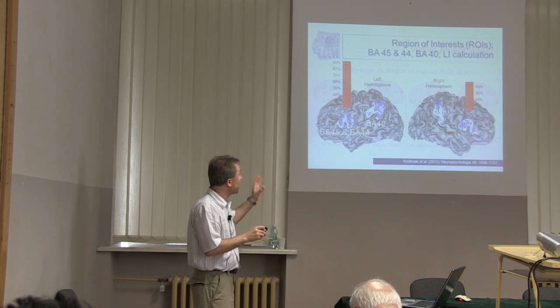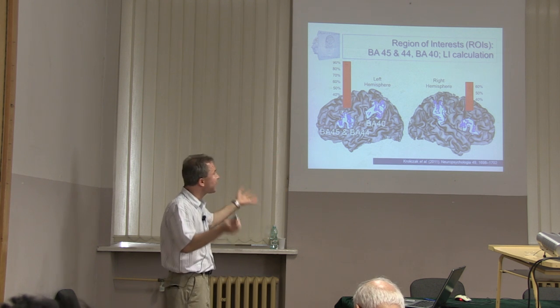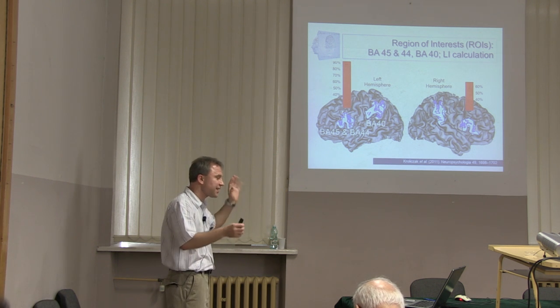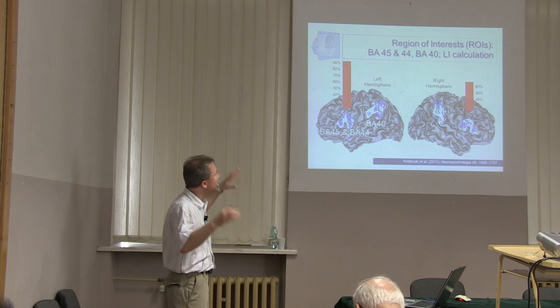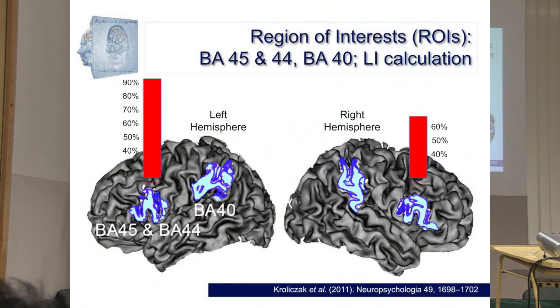Here the method is being shown for how I calculate the laterality index. As I already said, I go to a given area, identify the voxel of biggest activity, and then count how many voxels in the left and right hemisphere region of interest are activated.